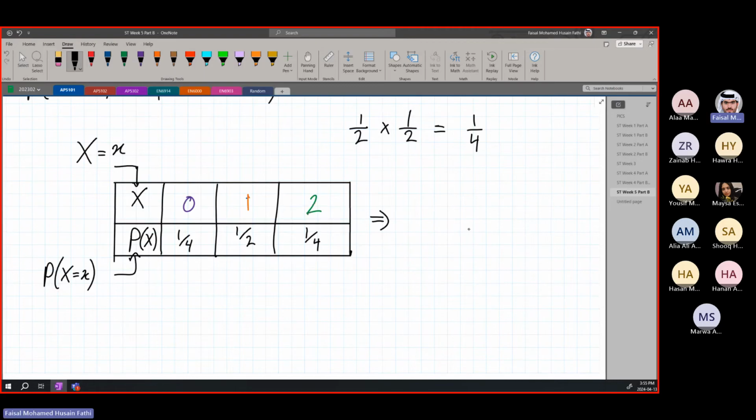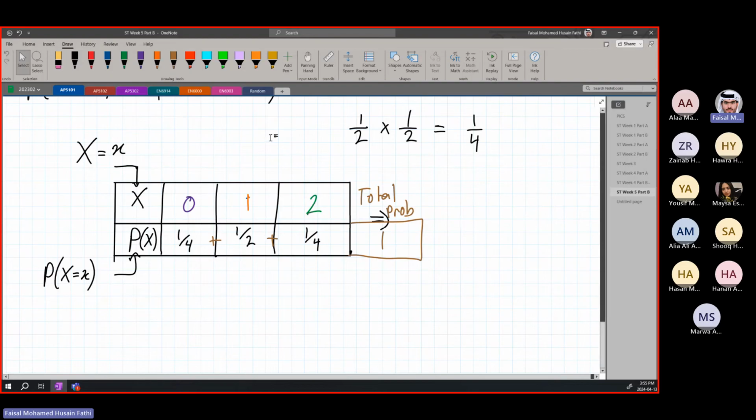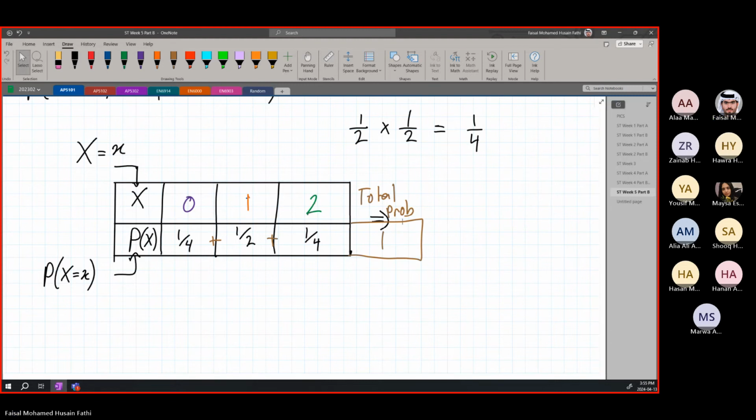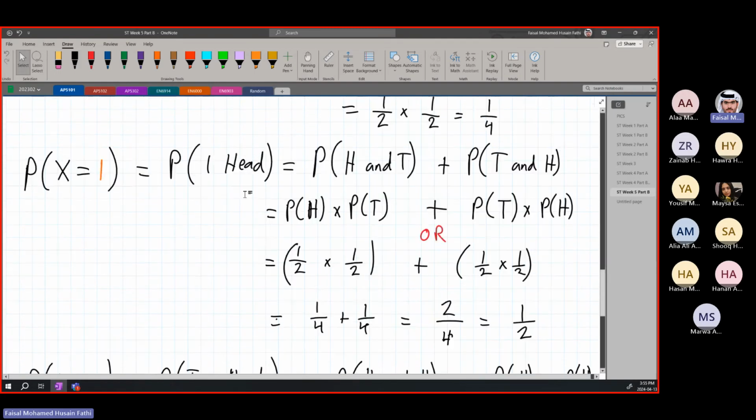If you notice, when you add up all the bottom ones, this plus this plus this, it has to always be equal to 1. This is your total probability. It has to always be equal to 1 because all the chances that you have have to eventually be equal to the entire thing. All right? So this is just the explanation from the background.